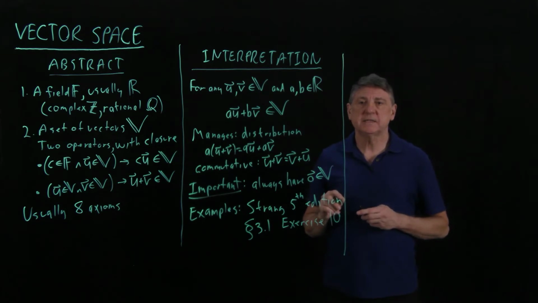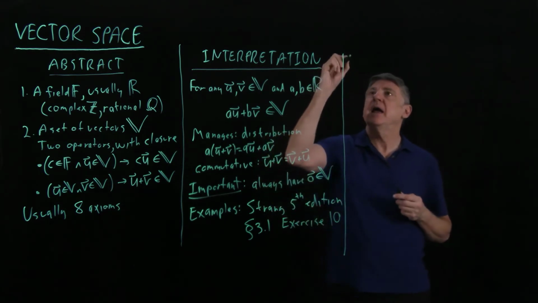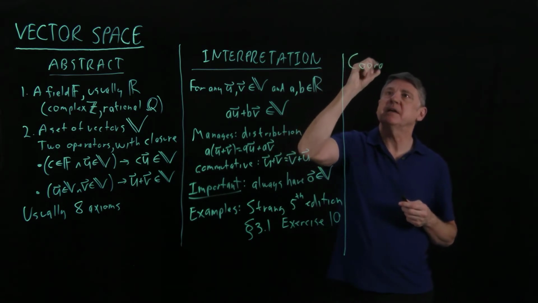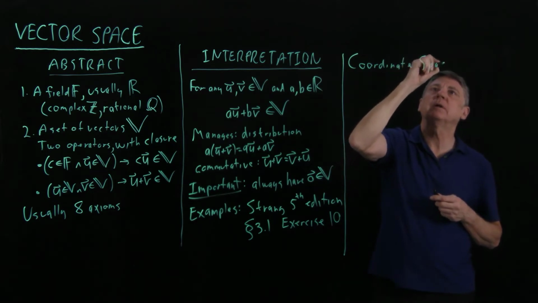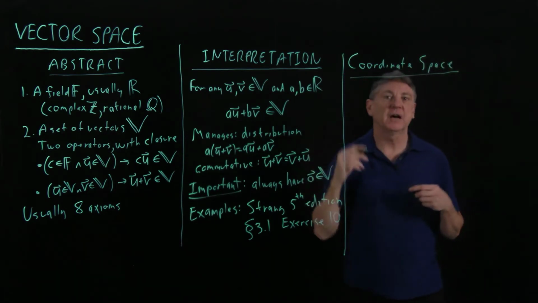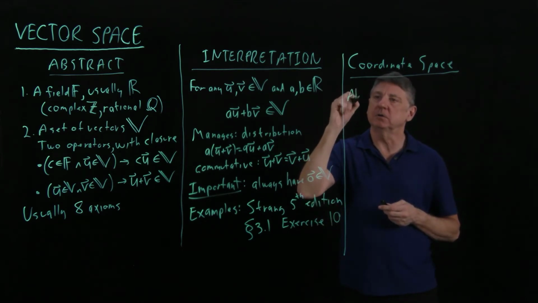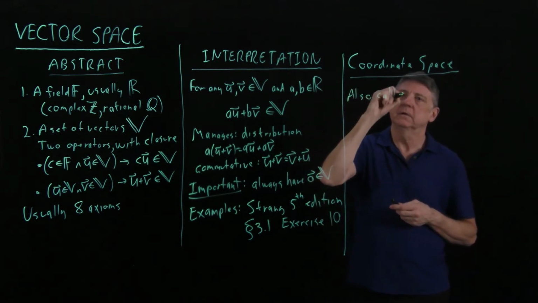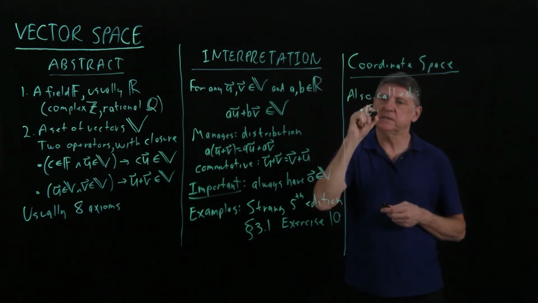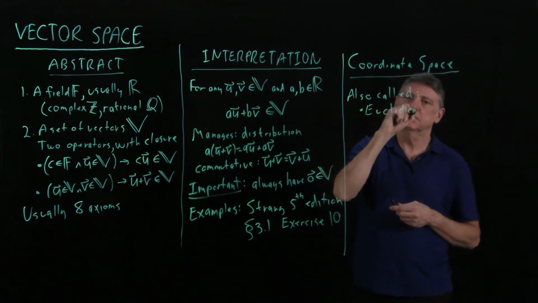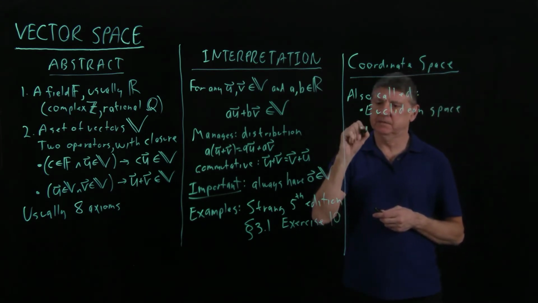So let's think now about what's the simplest example, and that is a coordinate space. And this is a fancy name for what you probably think of as an ordinary vector space. So this is also called a Euclidean space, and it's also called real space.